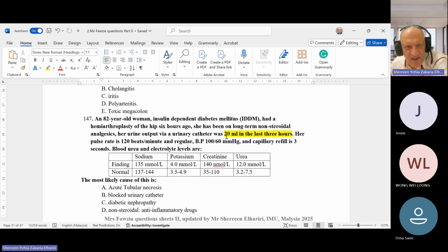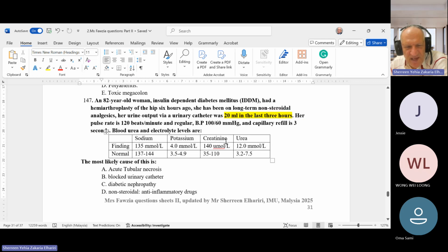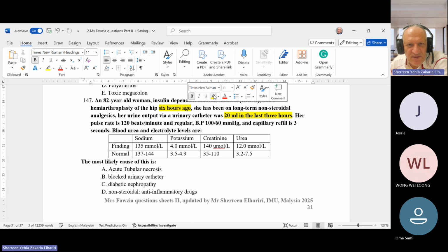So sodium is a little low, potassium is high, and creatinine is high, and it is important because it's more specific. Urea is high. So what happened to this patient? 20 mils. This patient is insulin dependent, and had an operation 6 hours ago. So he just came from the operation 6 hours ago. So what happened to this patient?